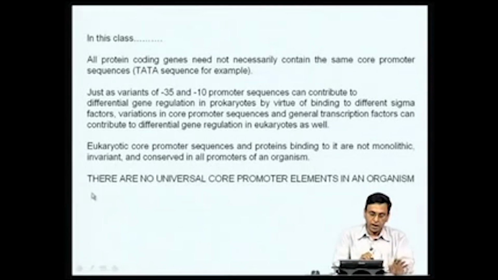So, the bottom line I want to say is that there are no universal core promoter elements in an organism, which means it is not that the TATA box is the only core promoter element which is present in all the protein coding genes.